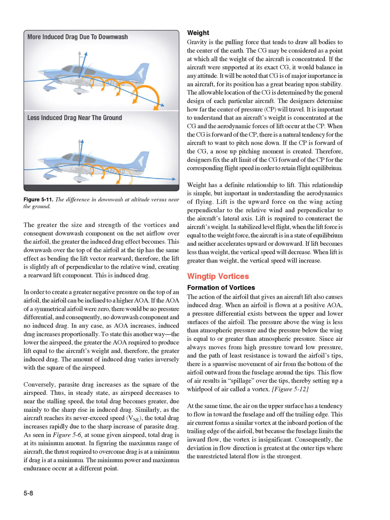It is important to understand that an aircraft's weight is concentrated at the CG and the aerodynamic forces of lift occur at the CP. When the CG is forward of the CP, there is a natural tendency for the aircraft to want to pitch nose down. If the CP is forward of the CG, a nose-up pitching moment is created. Therefore, designers fix the aft limit of the CG forward of the CP for the corresponding flight speed in order to retain flight equilibrium. Weight has a definite relationship to lift.